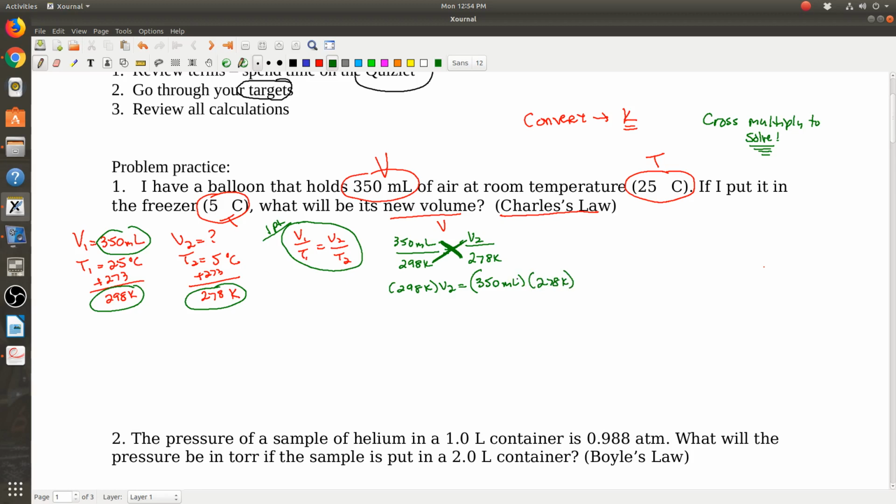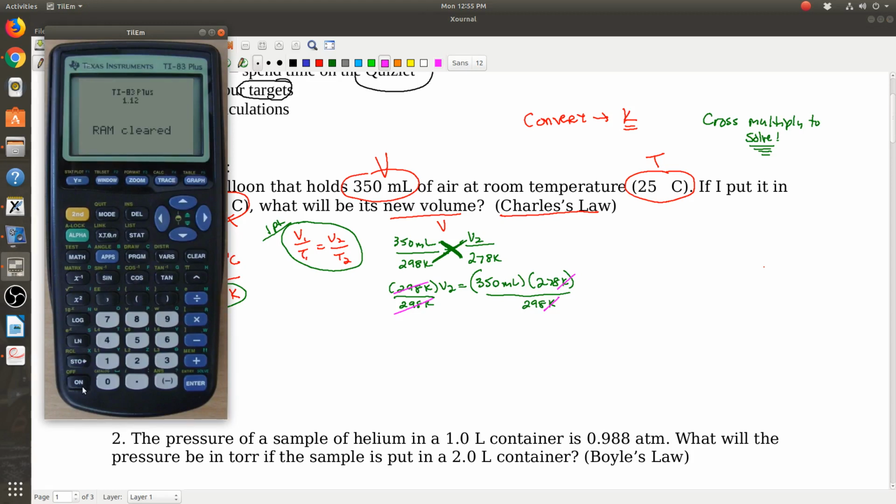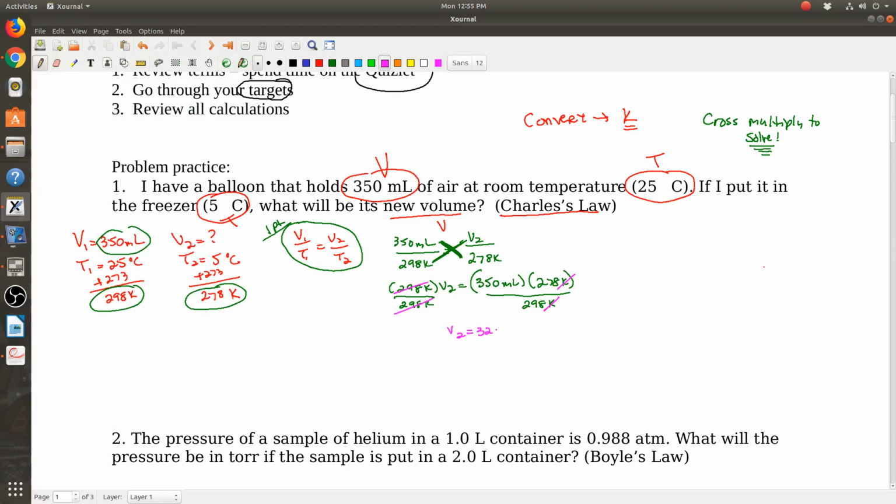And then I want to isolate the variable. So I'm going to divide both sides by 298 kelvins in order to be able to cancel out the kelvins on this side and the 298. And over here, just the unit Kelvin cancels out. So now I have 350 times 278 divided by 298. I'll pull up my calculator for you this time. I'm not going to do it every time, but 350 times 278 and then divide by 298. And I got 326.5, so V2 is 326.5.